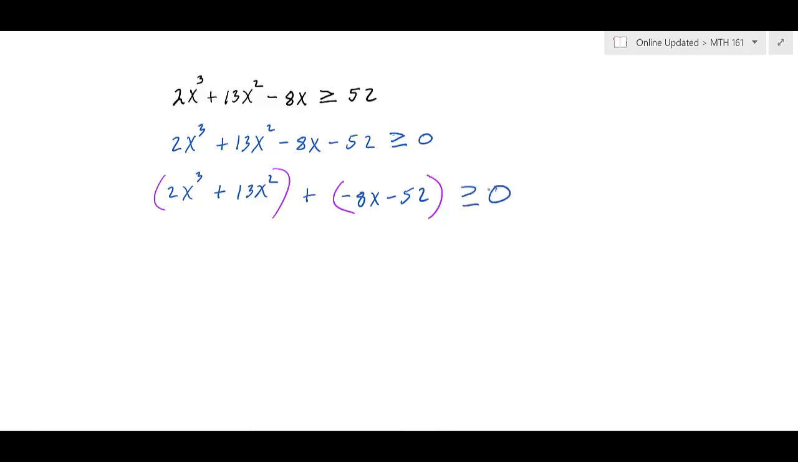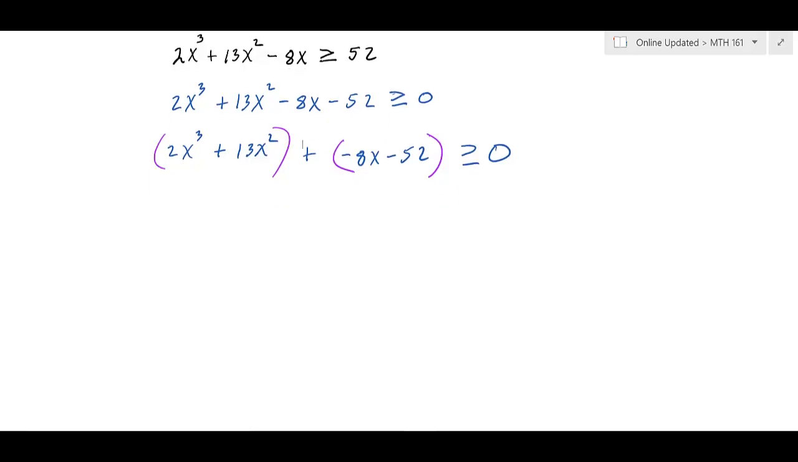A common mistake is to leave this negative out here, but if we leave the negative in front of the parentheses, that's going to make this a negative 8x and a positive 52. So this is why you actually want to take the negative and keep it with the 8x. So now that we have this grouped together, what can we factor out here? Well, we have an x squared in common.